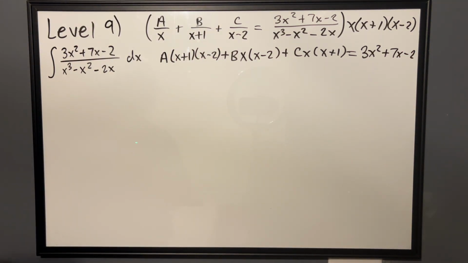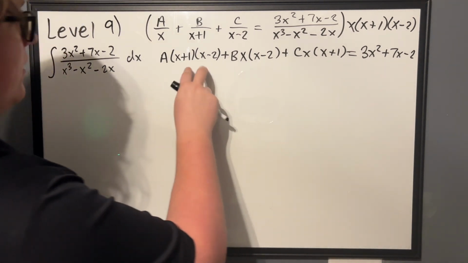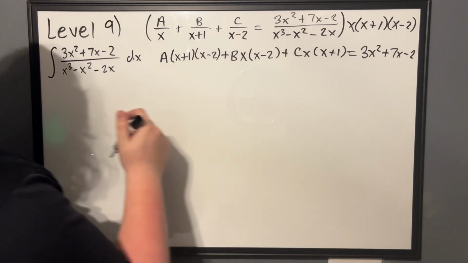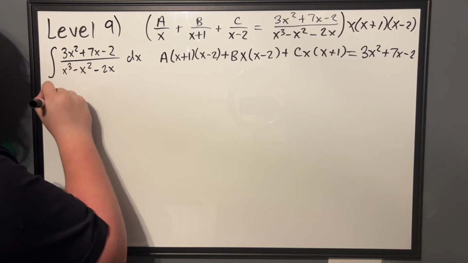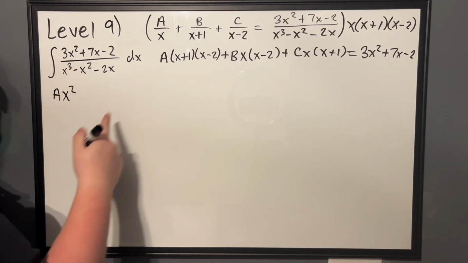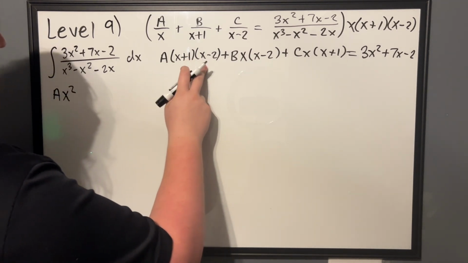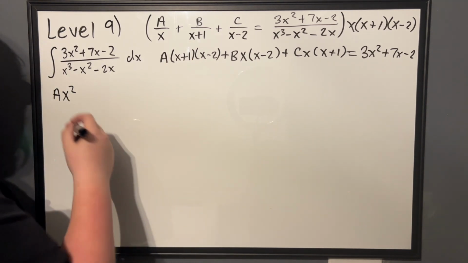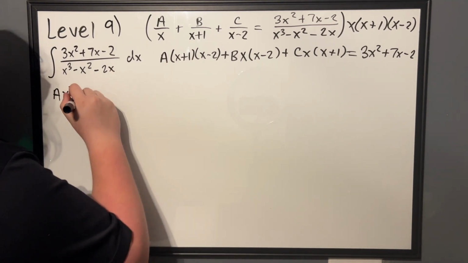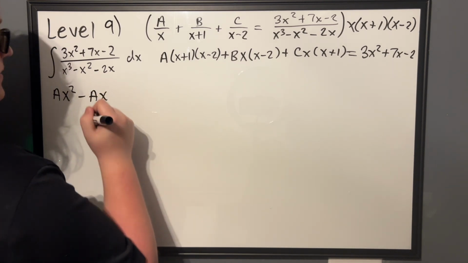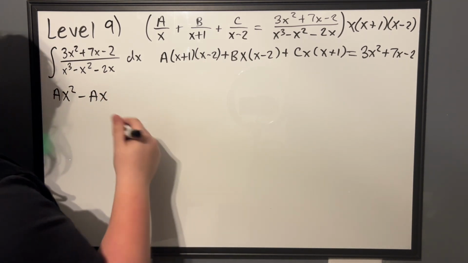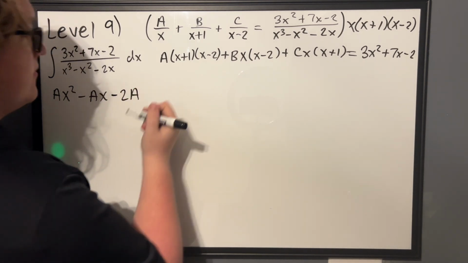Now we're going to want to expand these out. So we're going to FOIL this, and multiply everything by A. When we do that, we get Ax squared, that's the x times the A. Then we'll have minus 2x plus x, that's minus x, but it's also times A, so there's going to be a minus Ax. And then the constant, we have 1 times negative 2, that's going to be minus 2A.